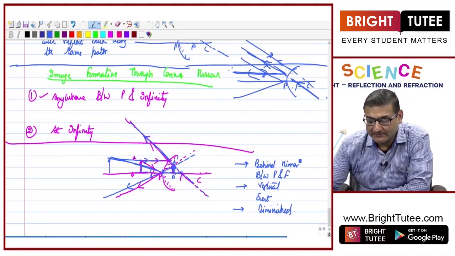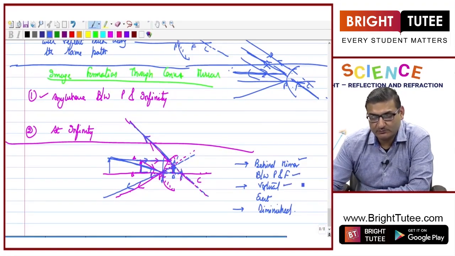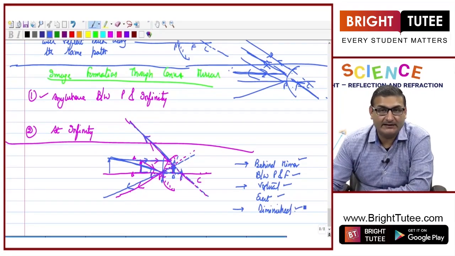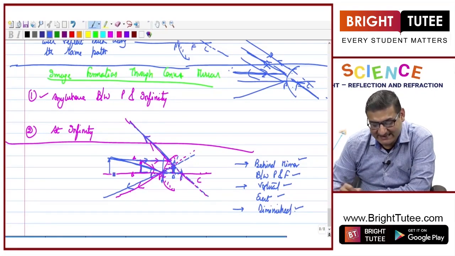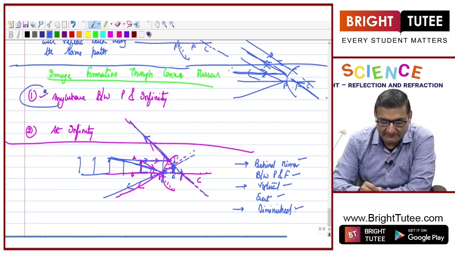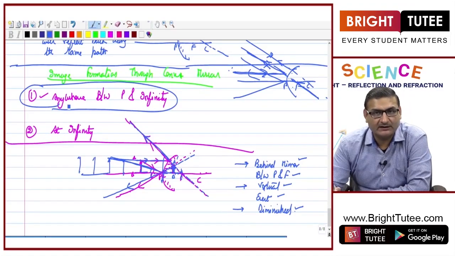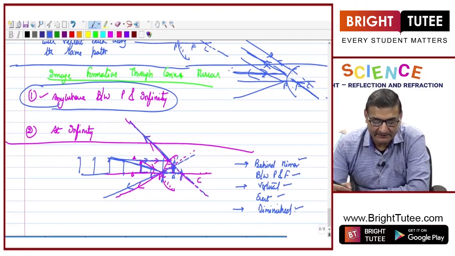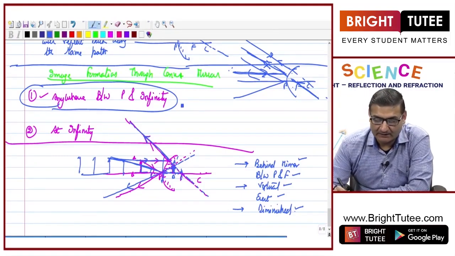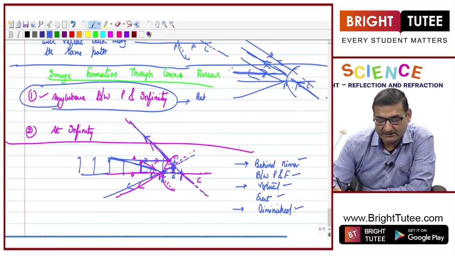Kindly observe, the image is still behind the mirror, right? On the right hand side, the image is still between P and F, the image is still virtual, the image is still erect, the image is still diminished. Got it? Same, wherever I will place the object, it will be the same. That is why we have included all those points under one heading, that is anywhere between P and infinity. And what are the characteristics of the image? The image is formed behind, the image is virtual, the image is erect, and the image is diminished or reduced.